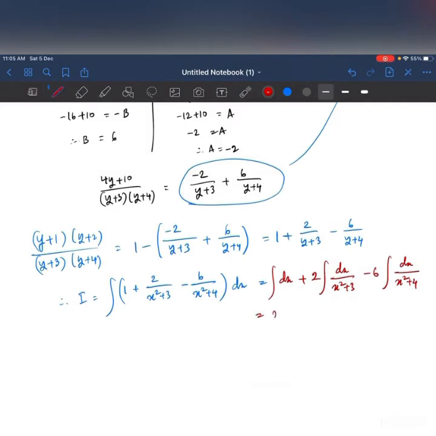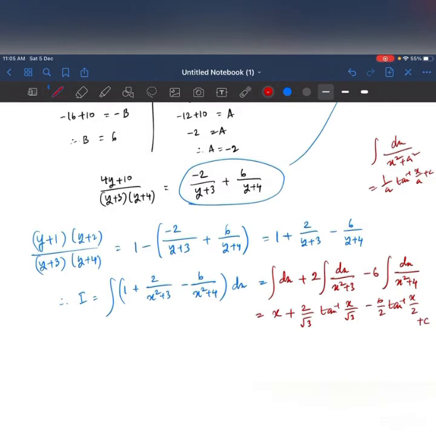Integration of 1 is x, integration of this one is what? It is like the form of integration of dx divided by (x square plus a square), and that is equal to 1 by a tan inverse x by a plus c. That was it. And what is the value of a in here? The value of a in here is root 3. So I will write plus 2 by root 3 tan inverse x by root 3. Then this one again, the value of a is 2, the same formula, minus 6 by 2. This one will be tan inverse x by 2 plus c.